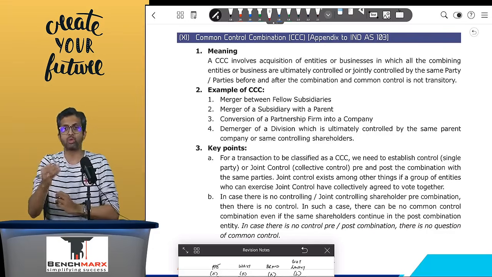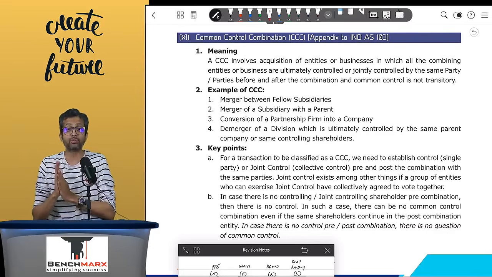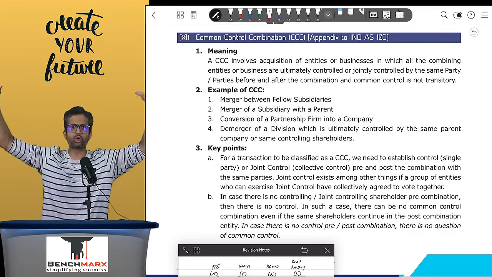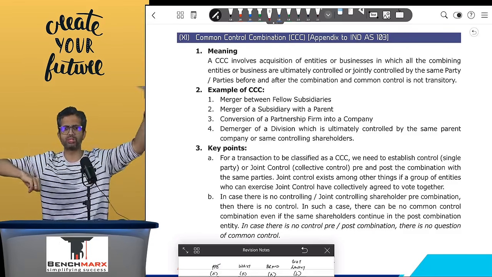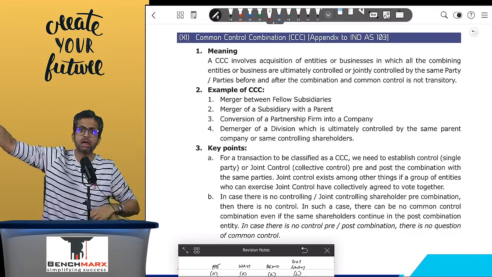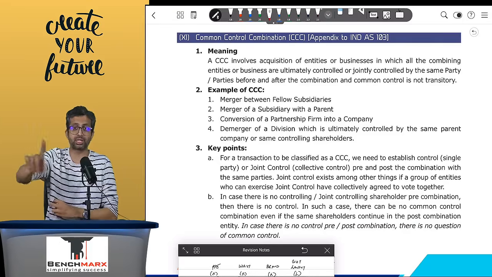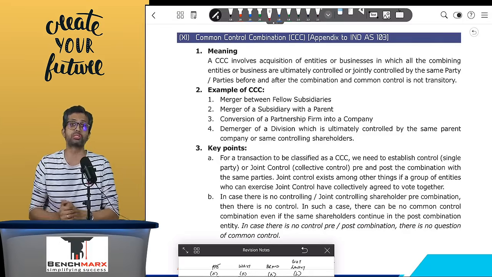And hence, when we look at a common control combination, like in the Duck Swan example, Duck and Swan were not controlled by the same shareholders. Maybe Duck was controlled by Mr. D, maybe Swan was controlled by Mr. S. So when Swan acquires Duck, it is actually acquiring control over a separate business and not a common control combination. It is actually a business combination.